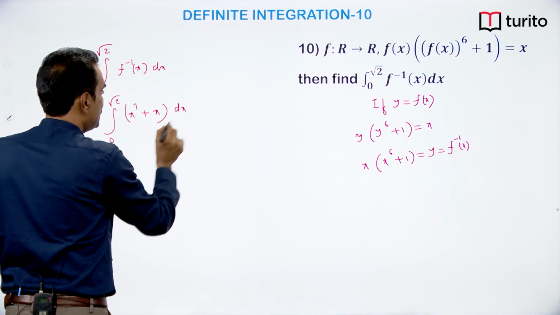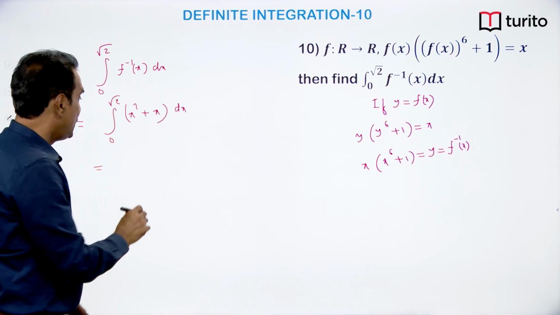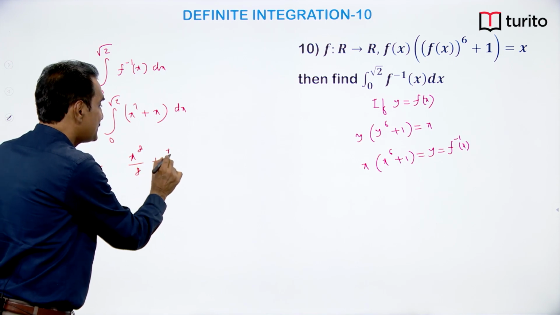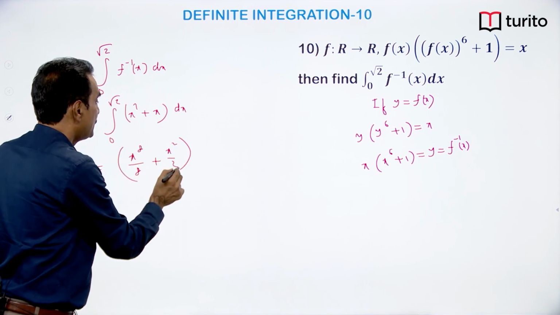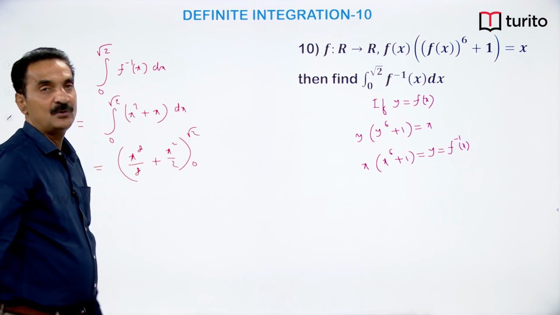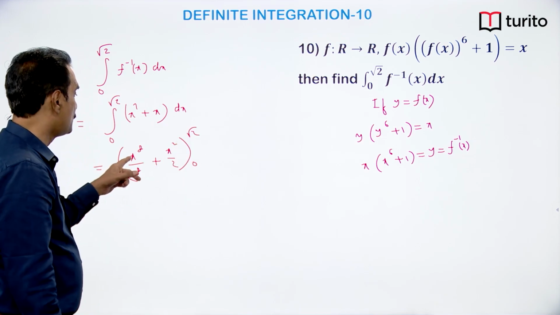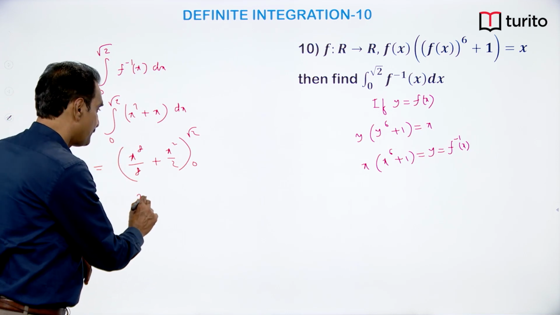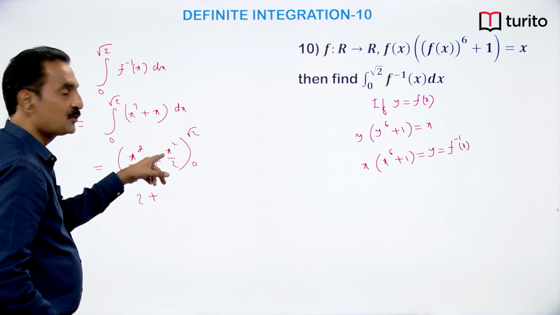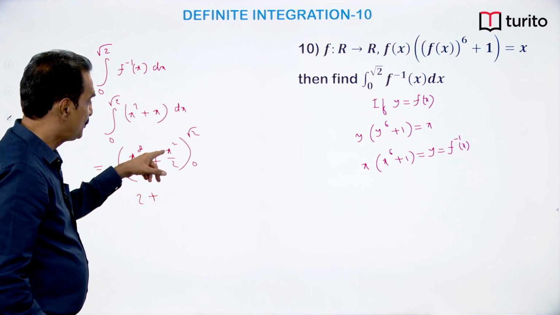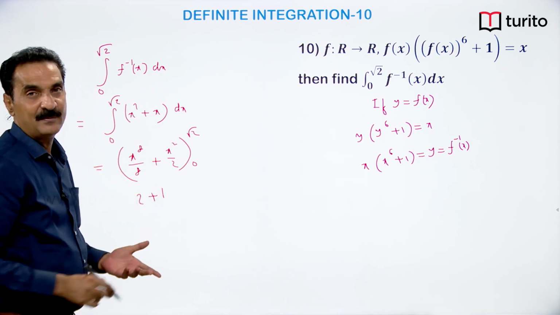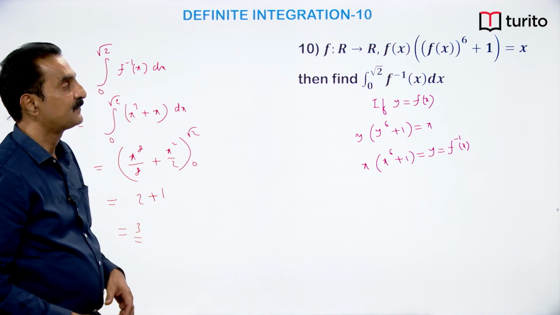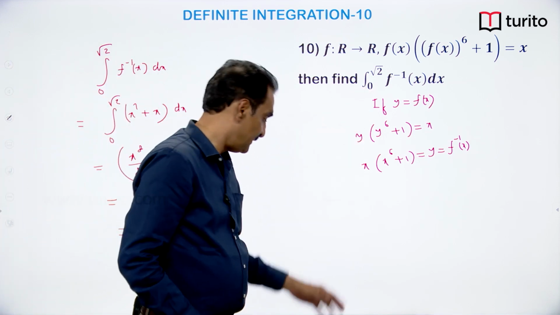Now, just integrate. Integral of x power 7 is x power 8 by 8. Next is x square by 2. Substitute the limits 0 to root 2. Substituting root 2, you will get 2 power 4, 2 power 4 is 16, 16 by 8, 2. Plus substituting root 2, what you will get? 2 by 2, 1. Substituting lower limit, it is 0. So, answer is 3. This integral is 3.